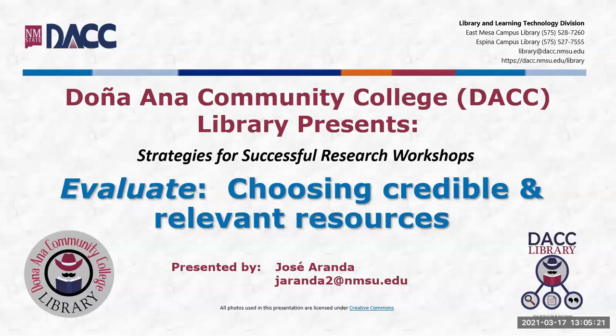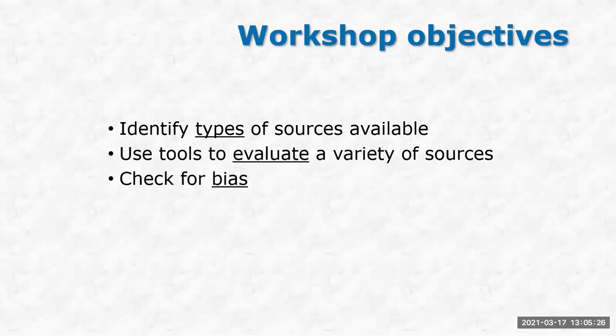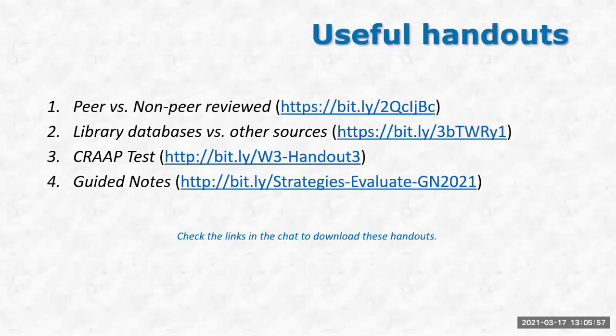Number 3, evaluation. Today's objectives are identifying what types of sources are available, using tools to evaluate them, and checking for bias. Here are some handouts. We'll review the first 3 in general through this presentation. The 4th one, the guided notes, is something Susan created where you can follow as I'm presenting, and there are blank spaces where you would write in keywords, key terms that we're covering to help you engage with the material. Everything else will be covered in the presentation.